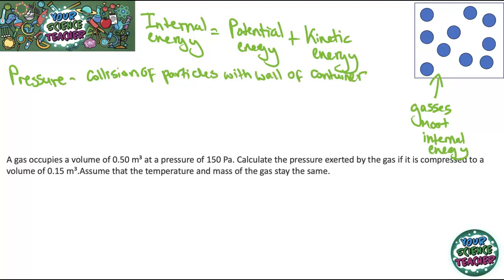Now, we can use internal energy to look at how to change the pressure inside it. There are 3 things that you could do to increase the pressure. The first is that I could increase the temperature. The reason why increasing the temperature would increase the pressure is because the particles would have more kinetic energy, more internal energy, so they'll have more collisions with the walls of the container, and those collisions will also be stronger.